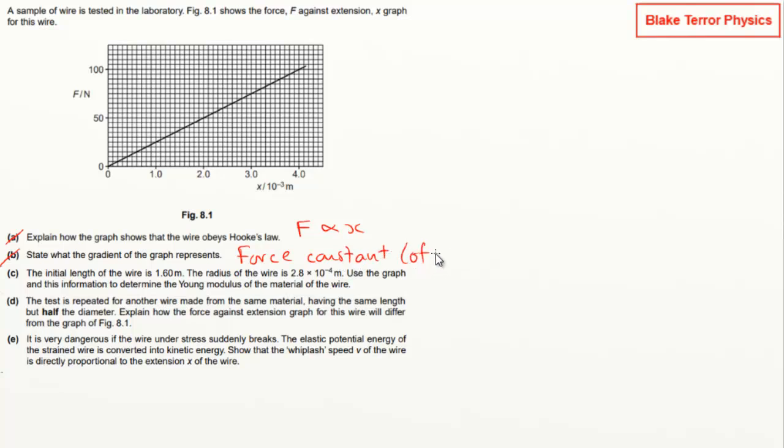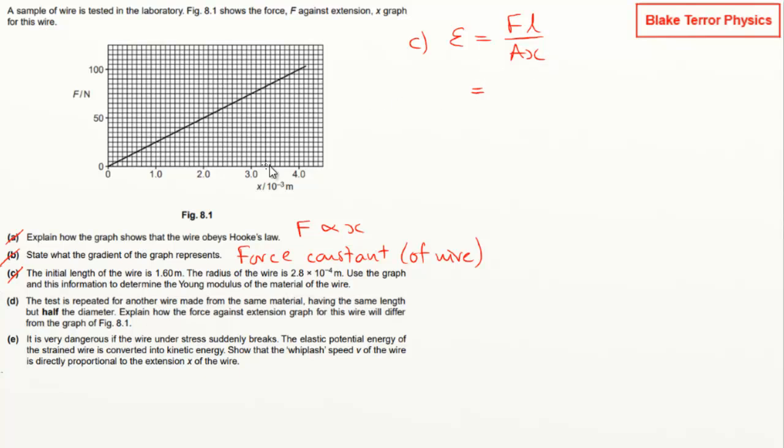So that's fine. Two nice starters there. Initial length of the wire is 1.6 meters. They've given us the radius. Use the graph and that information to determine Young's modulus. Okay, so Young's modulus is the force times the length over the area times the extension.